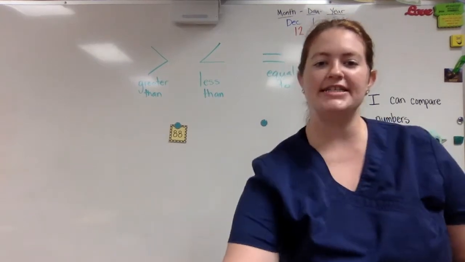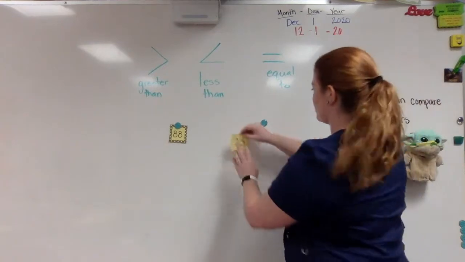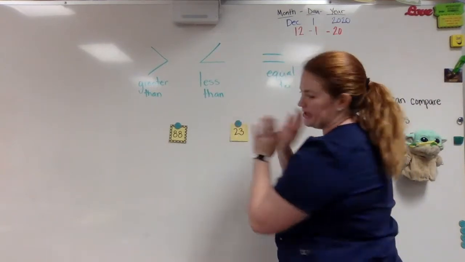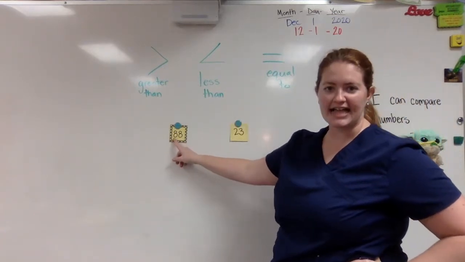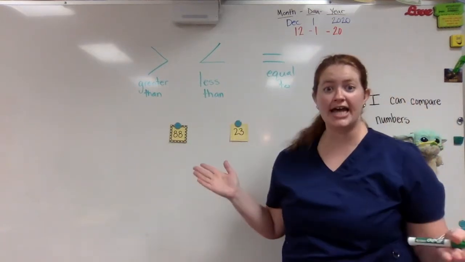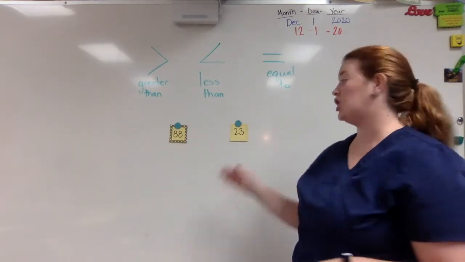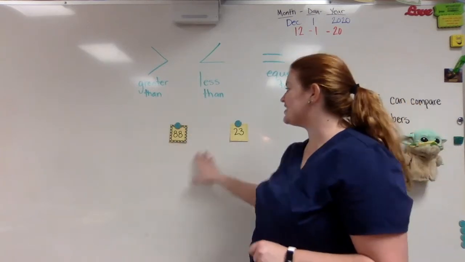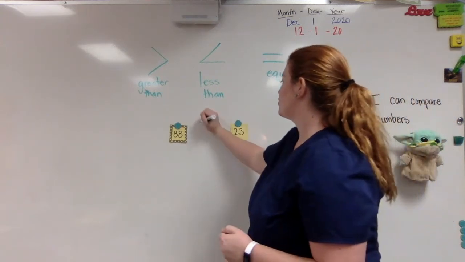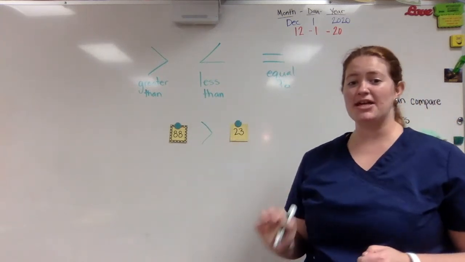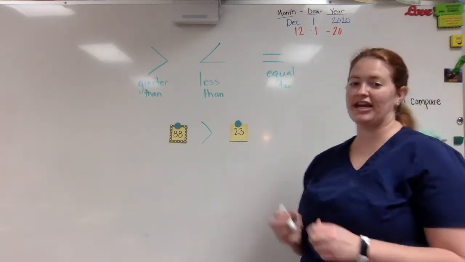88 versus 23. Okay, 88 and 23. Let me talk about these numbers. Well, this has 8 tens, and this has 2 tens. So I know 8 tens is greater than 2 tens. So this is the bigger number. I need to put my greater than symbol in the middle. So I could say 88 is greater than 23.